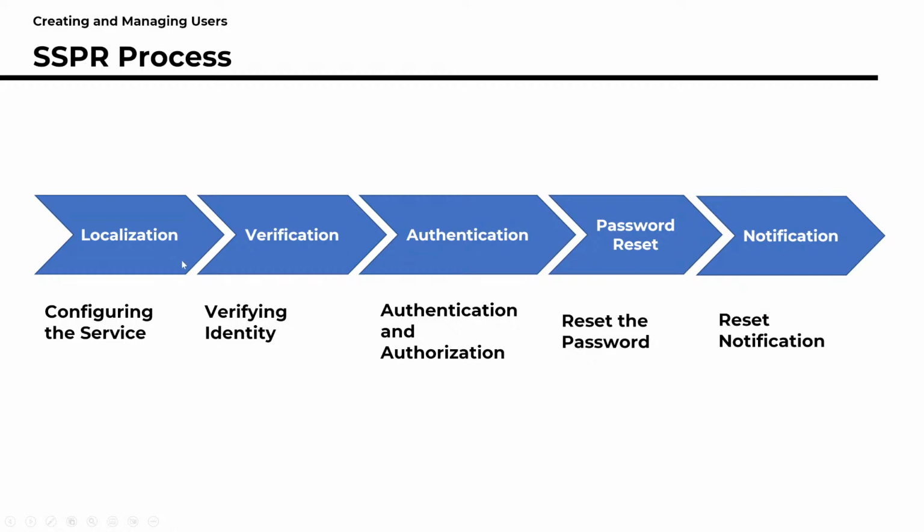So these are the multiple phases involved while we are using SSPR, self-service password reset. The first one is the localization, where we configure the service. Next is the verification, where we verify the identity of the user. Once the user identity is verified, we go through the authentication and authorization process, where we check if the user is really authorized to change or reset the password by himself. If he is authorized, the user can reset the password from the portal or from the service, and the reset notification mail will be sent to the user.